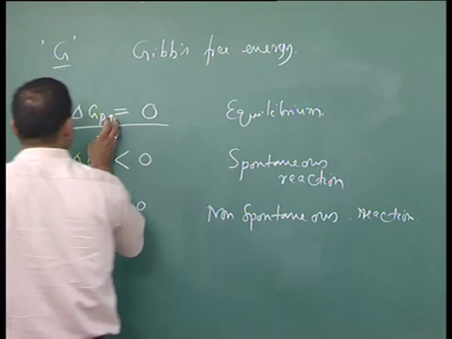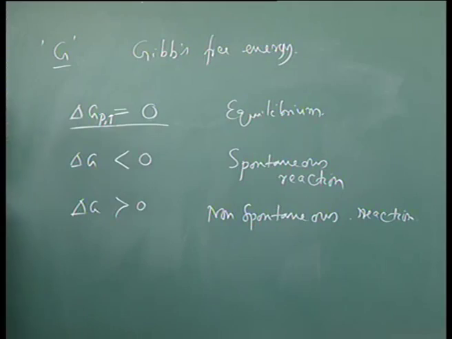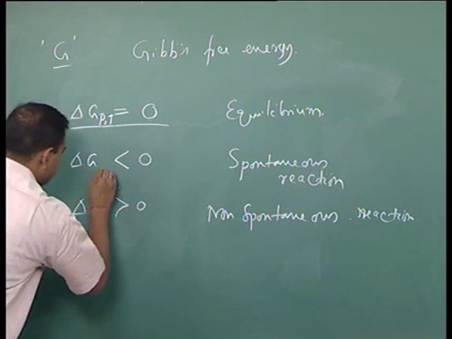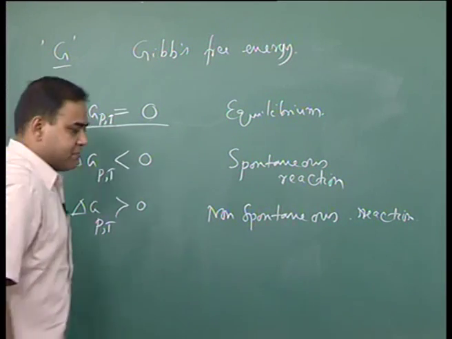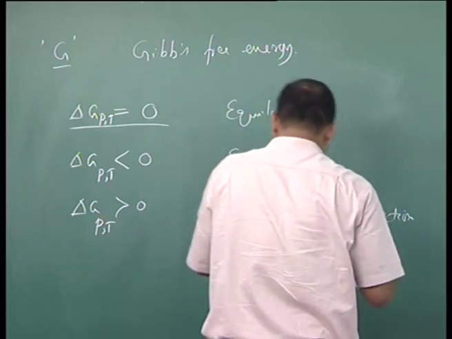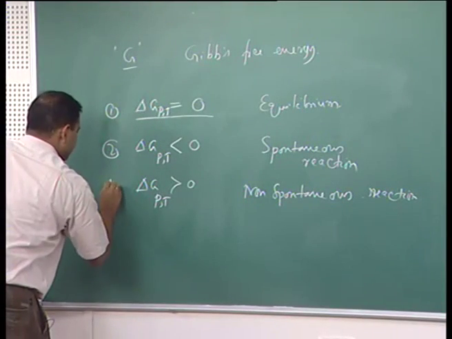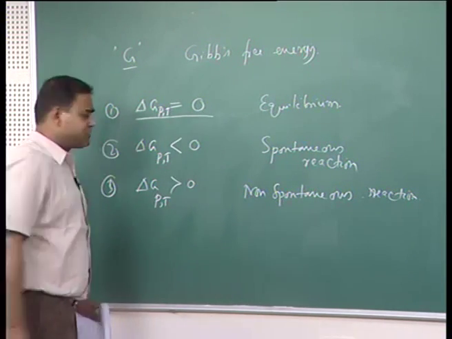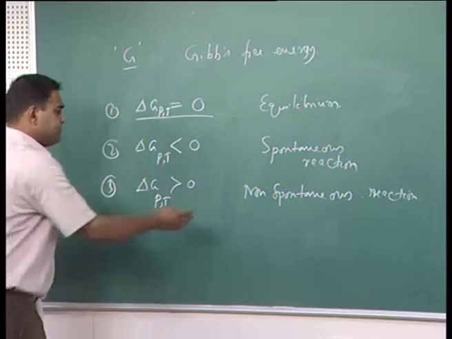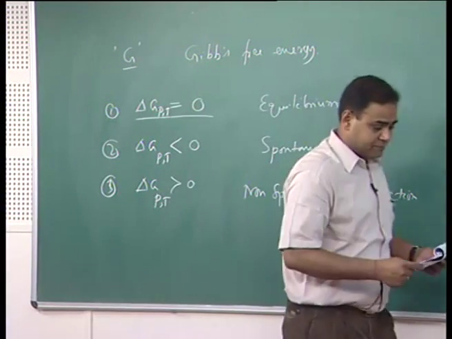So, when delta G at constant pressure and constant temperature goes to 0, at that time it goes to equilibrium. And here also you have to mention P, T, which is basically nothing but at constant temperature and pressure. Now, these are the three conditions to determine whether the system has reached equilibrium, or the system is spontaneous, or the system is non-spontaneous reaction. In the system, non-spontaneous reaction is taking place.